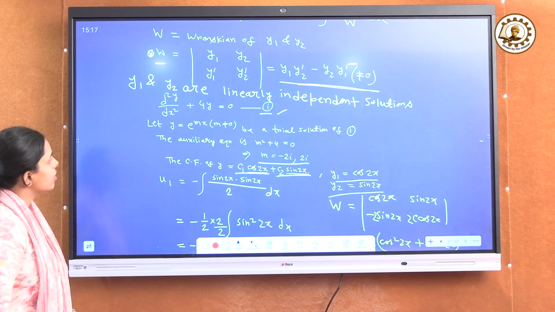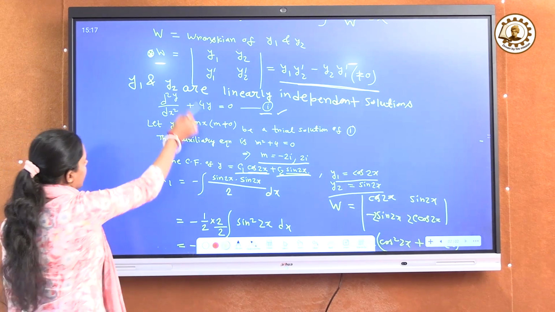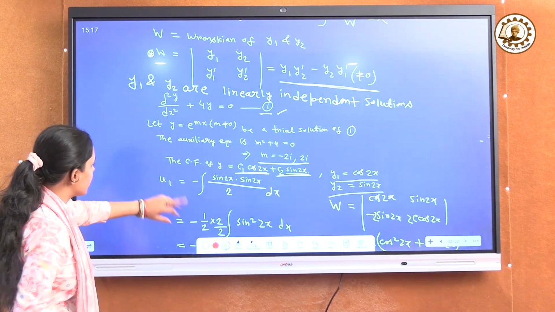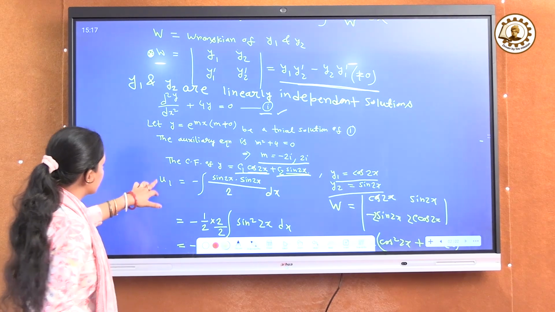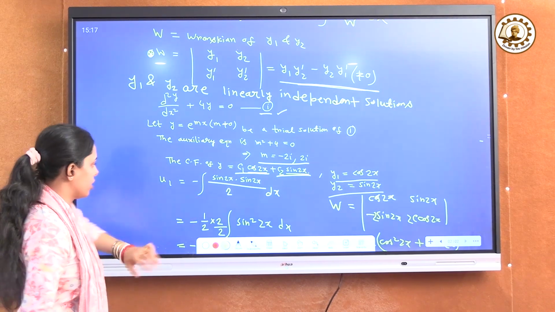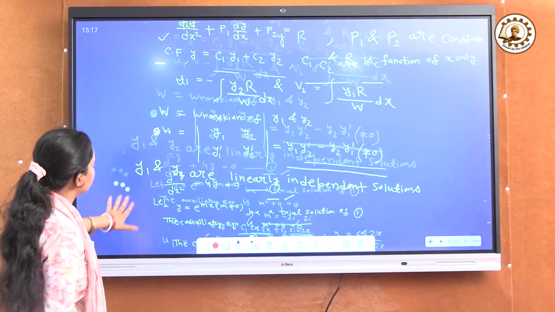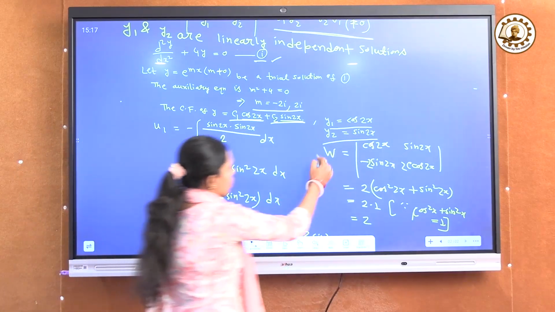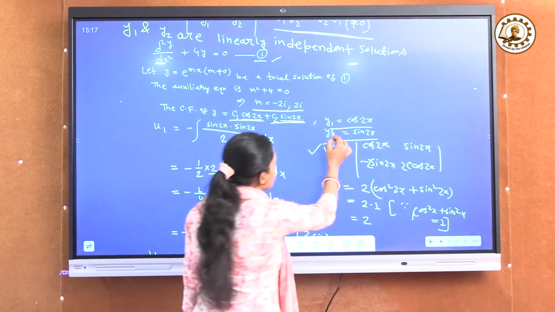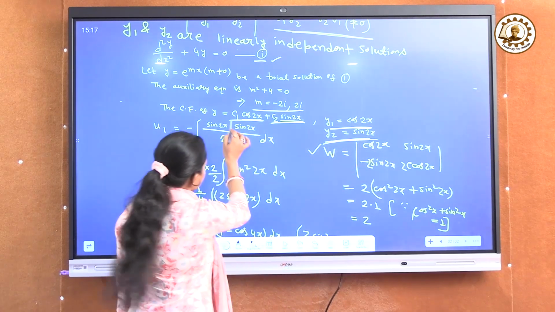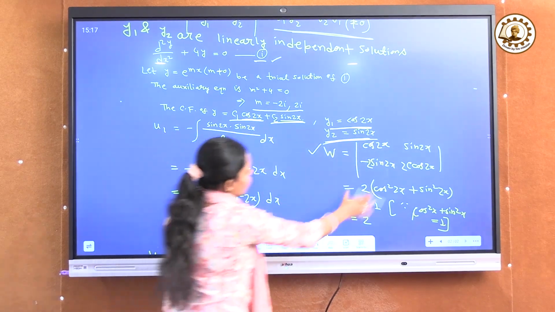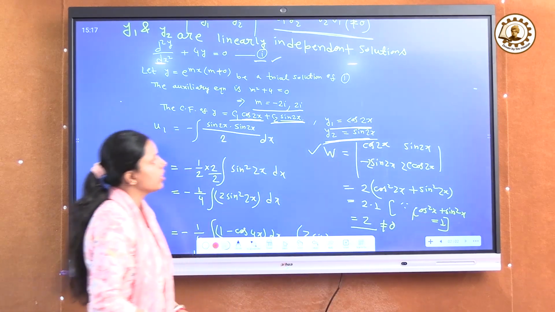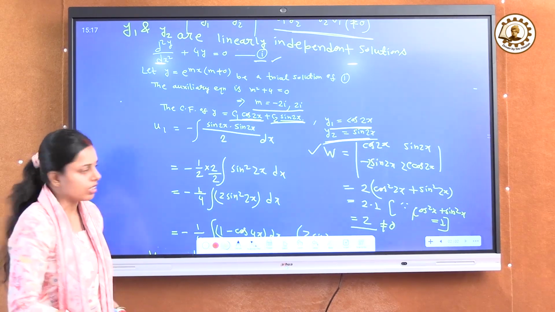Now we find the general solution of the non-homogeneous differential equation through the particular integral. At first we find u1 and v1. We apply the formula u1 = minus y2 times R divided by W. First we calculate the Wronskian W. The two linearly independent solutions are cos 2x and sin 2x, so the Wronskian value is 2, which is not equal to 0, so these two solutions are linearly independent.